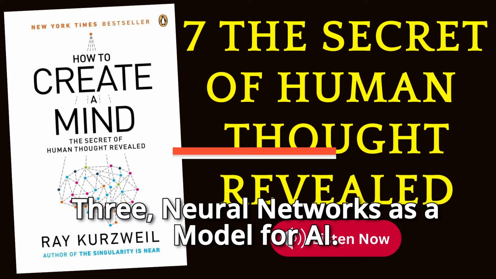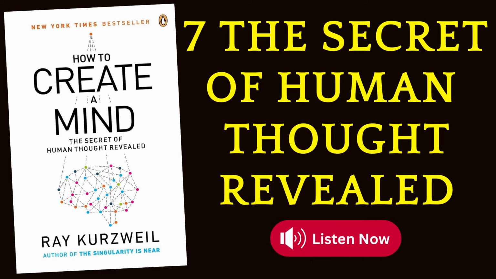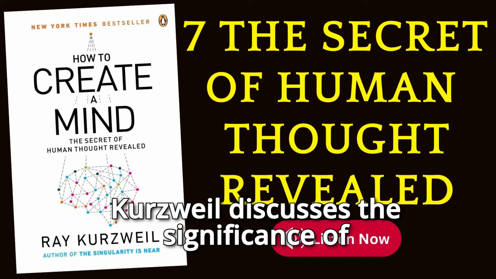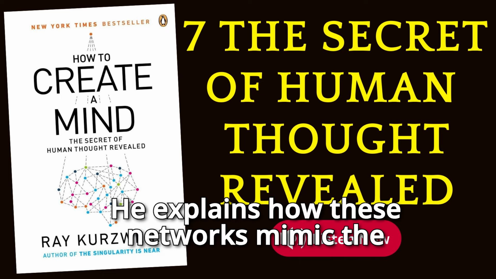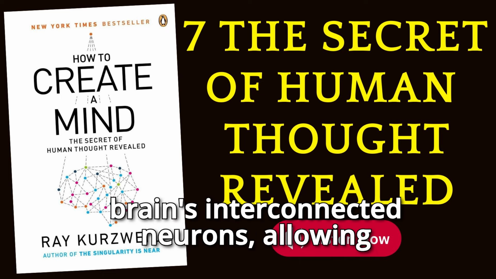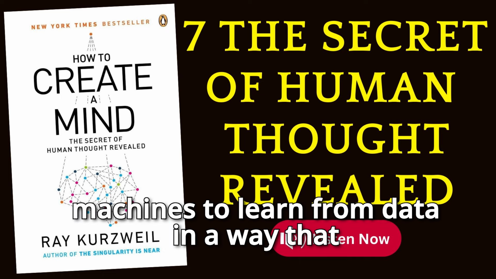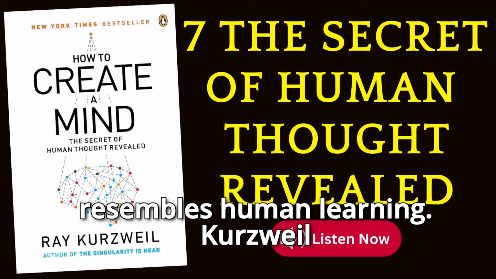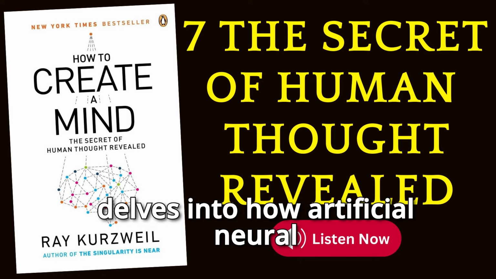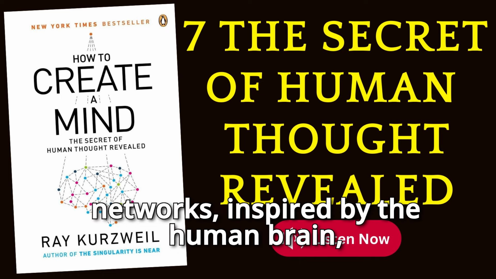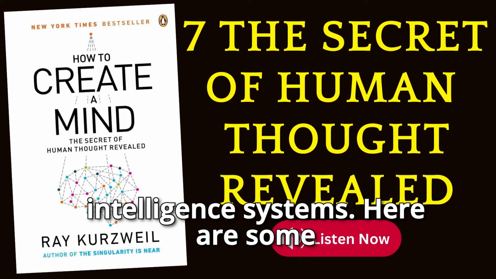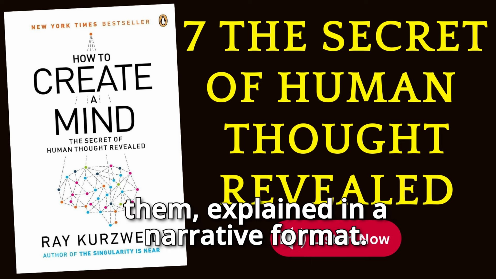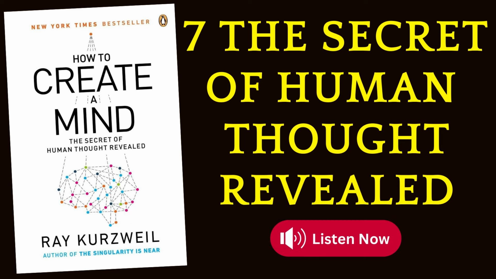3. Neural networks as a model for AI. Kurzweil discusses the significance of neural networks in AI development. He explains how these networks mimic the brain's interconnected neurons, allowing machines to learn from data in a way that resembles human learning. Kurzweil delves into how artificial neural networks, inspired by the human brain, can be used to create advanced artificial intelligence systems. Here are some examples and what you might learn from them, explained in a narrative format.